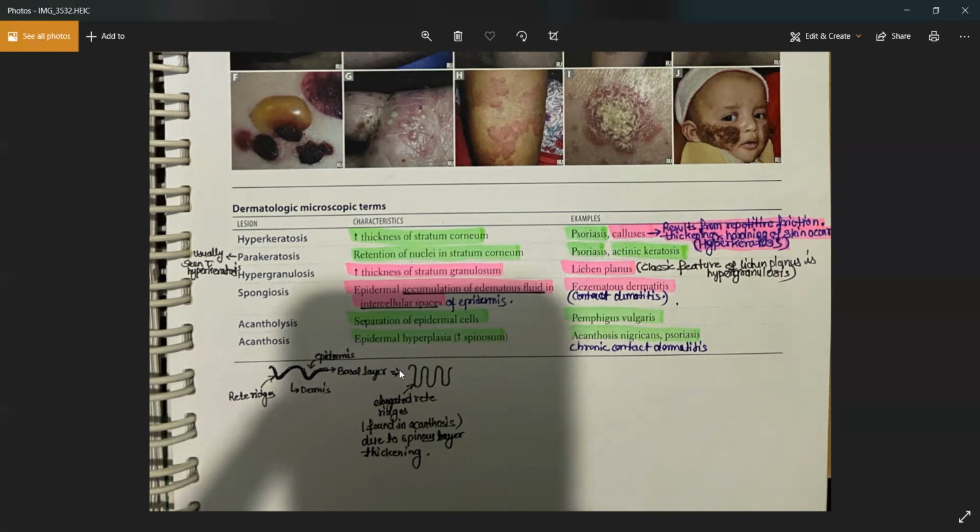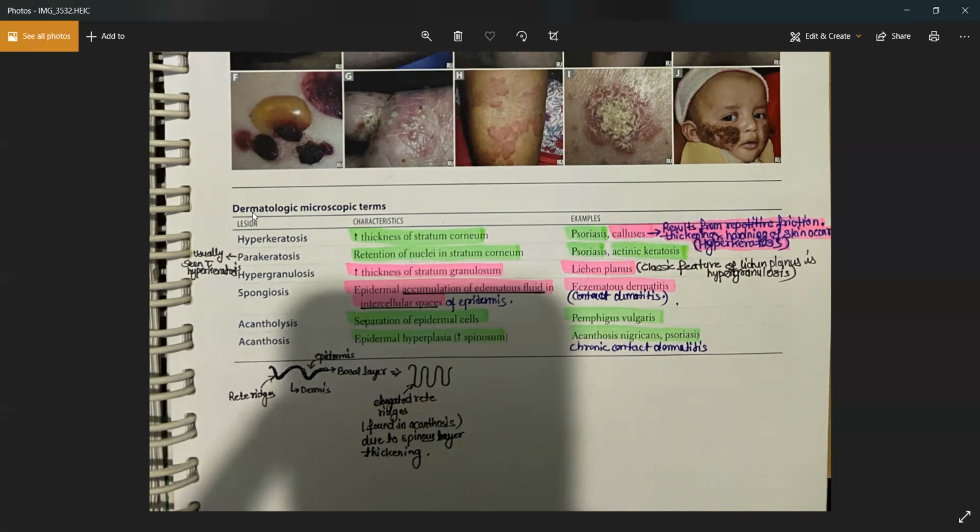Whenever you have skin thickening over the palms or the soles, and on the biopsy you see proliferation of the stratum corneum, that means you're talking about hyperkeratosis, because of the thickening.